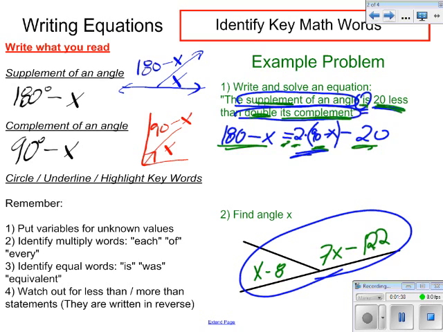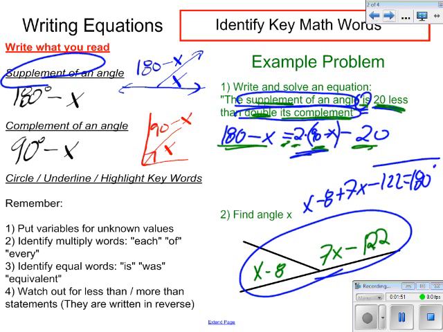Well, here you should be able to say visually that those are supplementary angles because they're a linear pair. So you could just say that they add up to 180. So you'd say x minus 8 plus 7x minus 122 equals 180. So those are your two equations, how you'd write them.